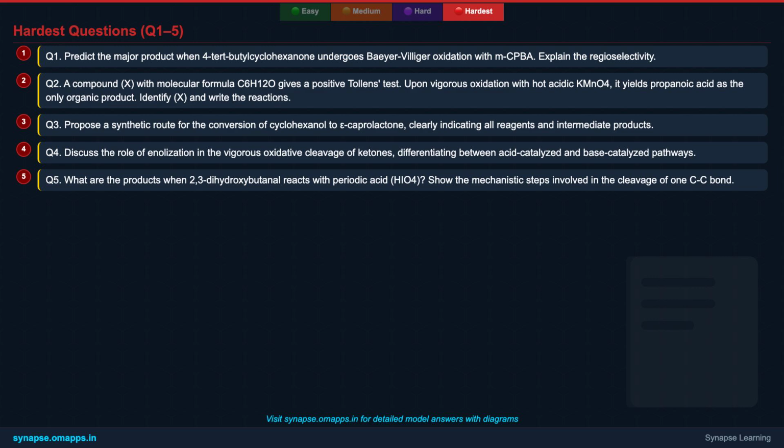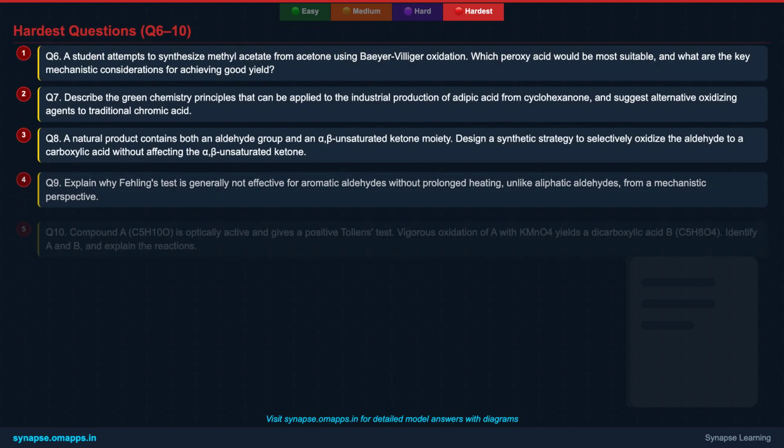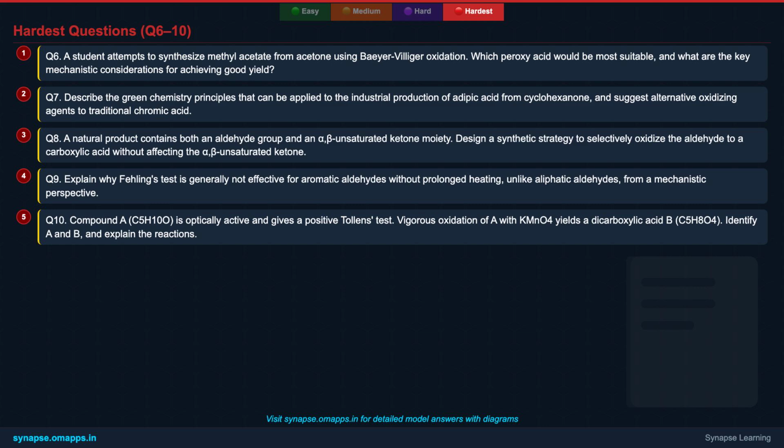Now, it's time to consolidate your knowledge and apply it to these 5 advanced problems. These questions demand a deep understanding of mechanisms, migratory aptitudes, and selective reagents. Take your time, analyze each reaction, and predict the outcomes. Good luck! Let's continue to push your boundaries with the remaining 5 questions.